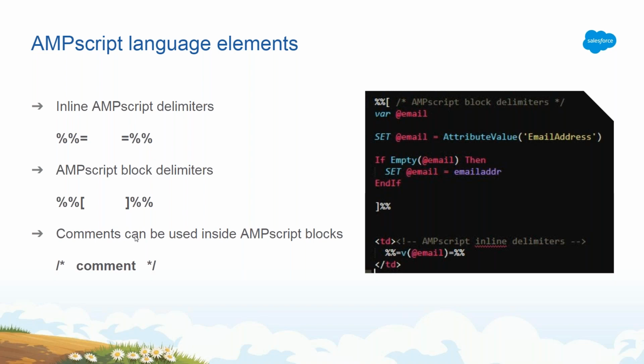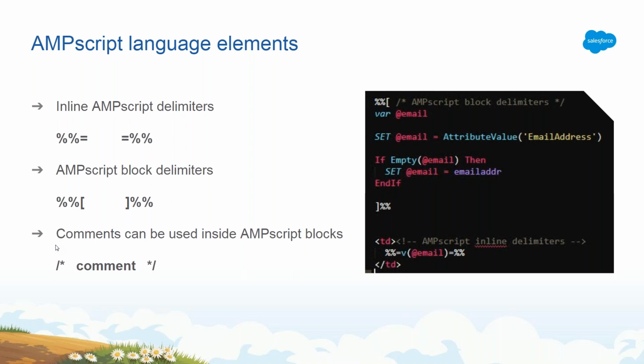The AMPscript block delimiters are defined with a %%[ and then closed with a ]%%. That allows you to enter entire blocks of script so that they can be processed at one time rather than using inline functionality only. Both work and are as performant. In my opinion, it's easier to write a conditional statement inside of a block delimiter rather than trying to compress it with an inline tag.